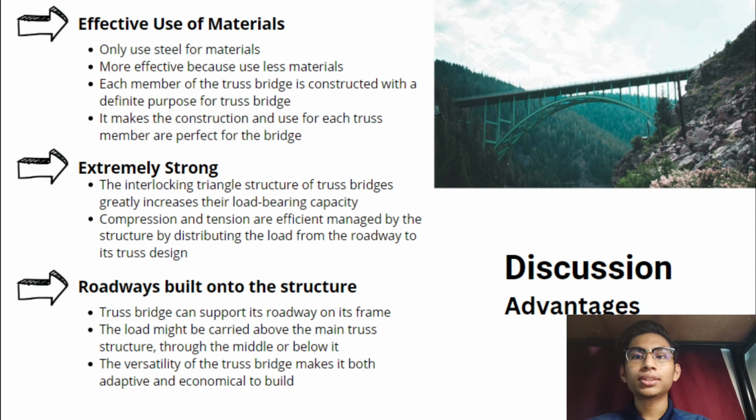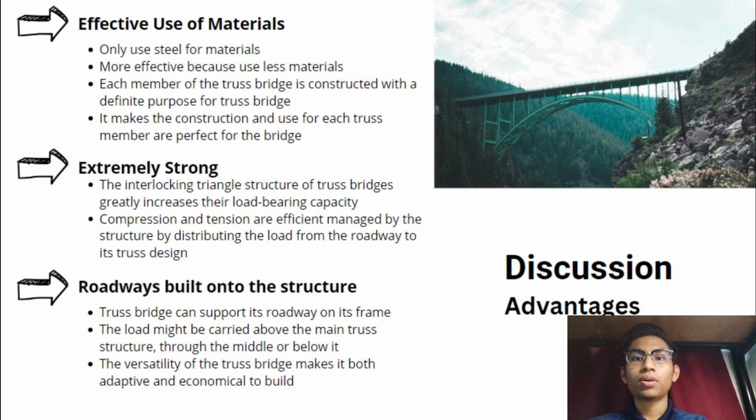I will continue my part, which is the discussion. An underslung bridge is a bridge that has the supporting trusses below the road surface of the bridge. For advantages, firstly, the bridge only uses steel for construction materials. Therefore, it is way more effective because it uses less material in construction. Moreover, each member of the truss bridge is constructed with a definite purpose. It makes the construction and use of each truss member perfect for the bridge.